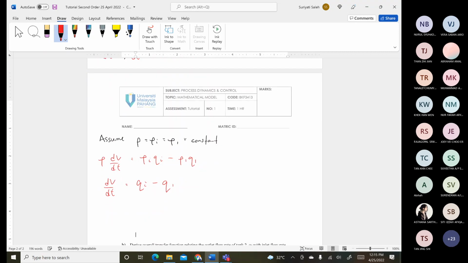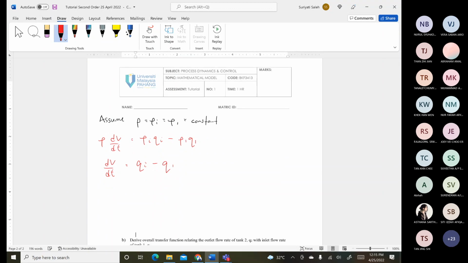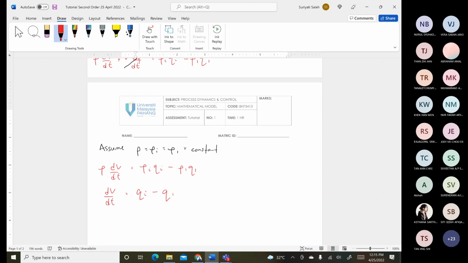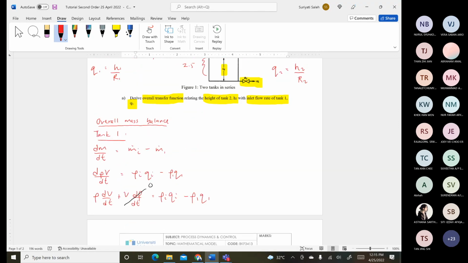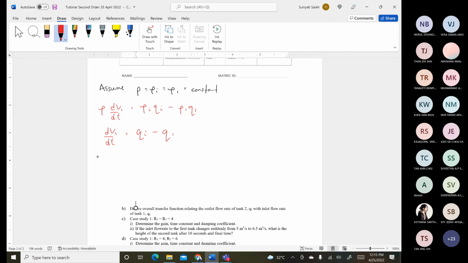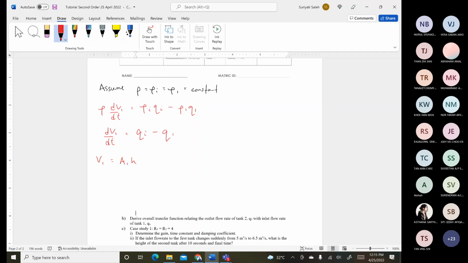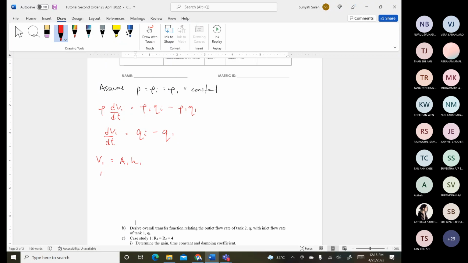In this case, we can further expand. We can relate the volume with the height. Here the volume, I just put 1 to indicate it is for the tank number 1. So V1 is equal to A1 multiplied by H1. We substitute into the equation, so you have d(A1 H1)/dt equal to Qi minus Q1.